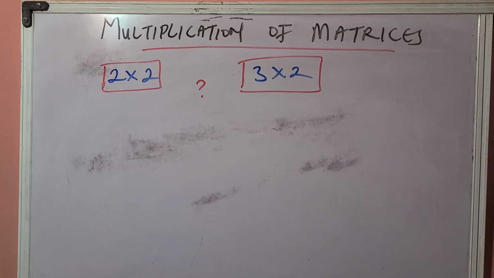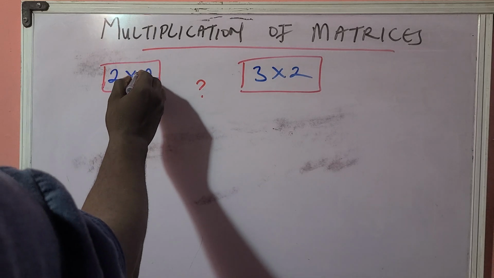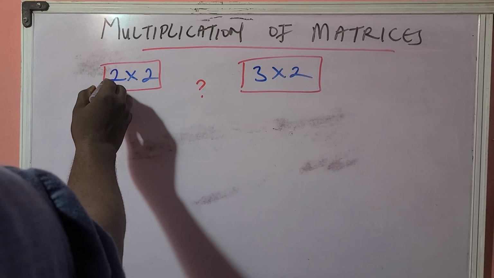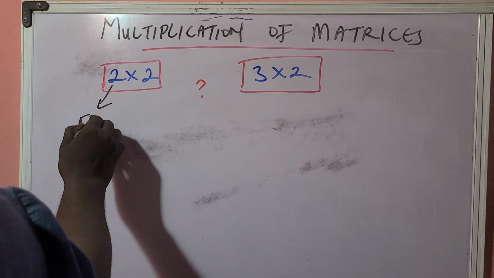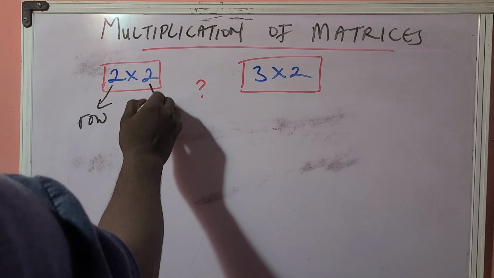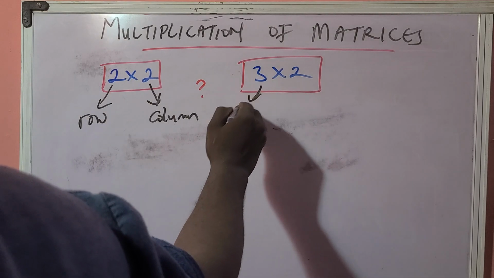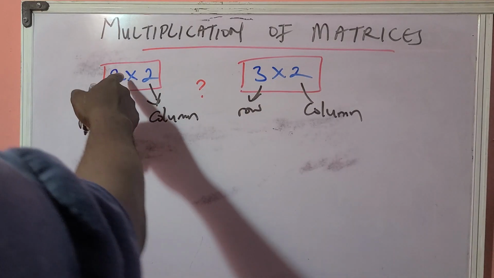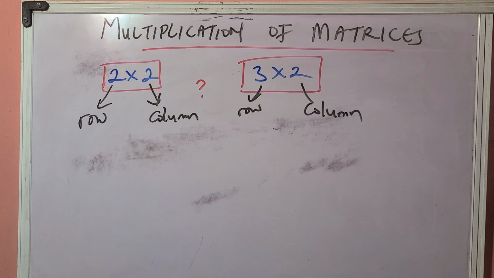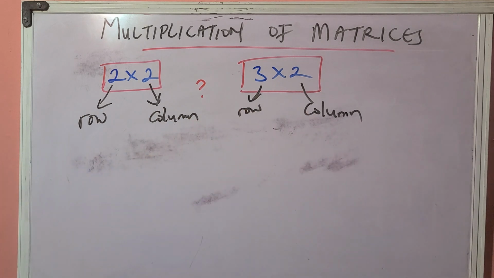So how do you know which matrices you can multiply together and which you cannot? Well, this is the easy way to go about it. The row is always the first thing written, and then the column is the second one. So this is the row, this is the column, this is the row, this is the column. This means this matrix has 2 rows and 2 columns. This has 3 rows and 2 columns.